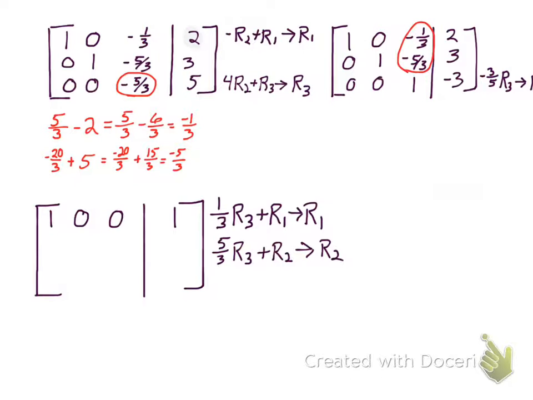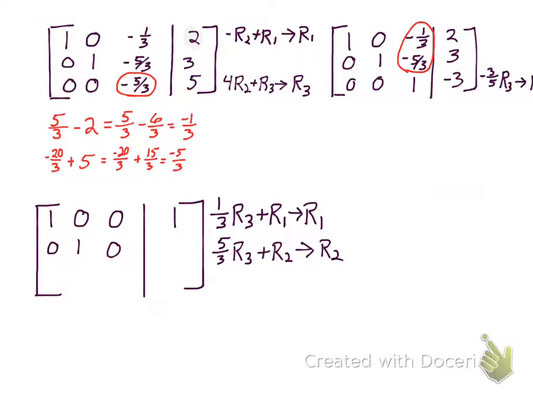5/3 times, like I said, the 0 and 1 always remain, but I'll just double check. 5/3 times 0 is 0, 0 plus 0 is 0. 5/3 times 0 is 0, 0 plus 1 is still 1. So we still have our 0. We have our 1. Then we do 5/3 times 1, plus a negative 5/3 will turn to 0. Awesome.